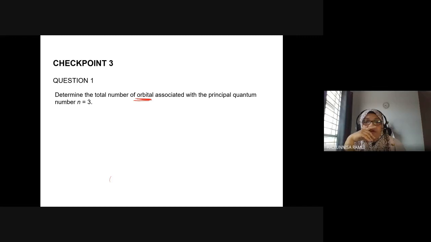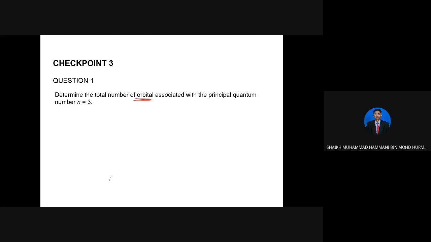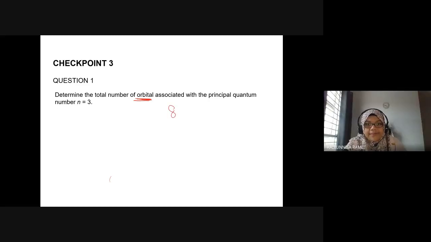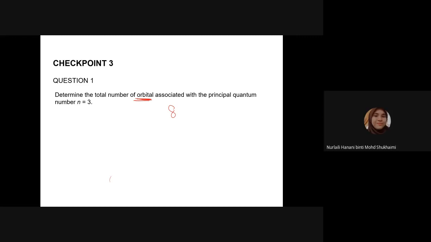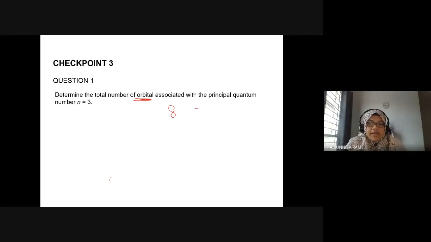What is the total number of orbitals? 8. Ada jawapan lain? 7. Lain? 9. Ada jawapan lain? Tak apa, kita collect je dulu. Tak ada. Okay. So now, first of all, you need to know, what is orbital?